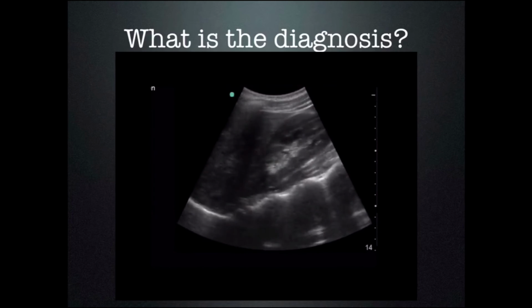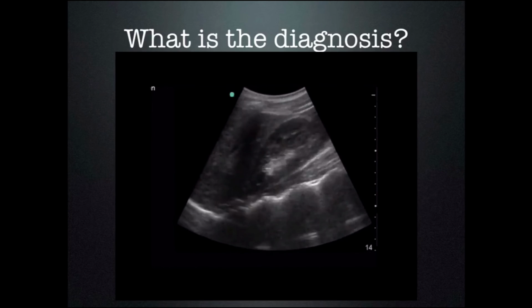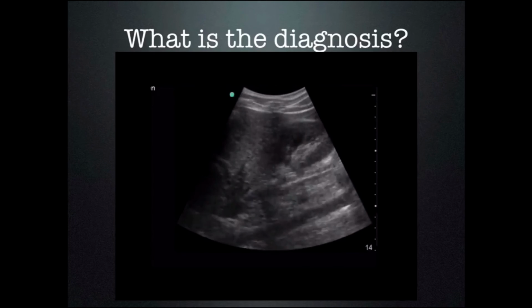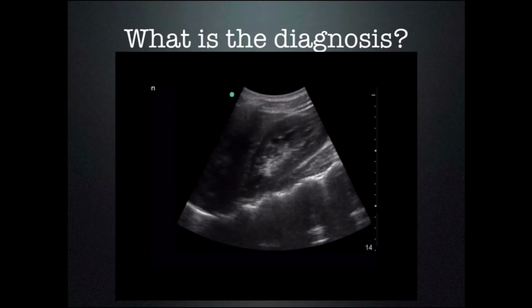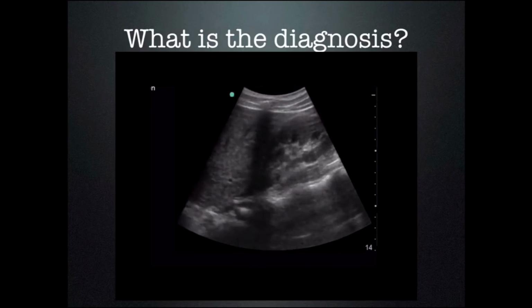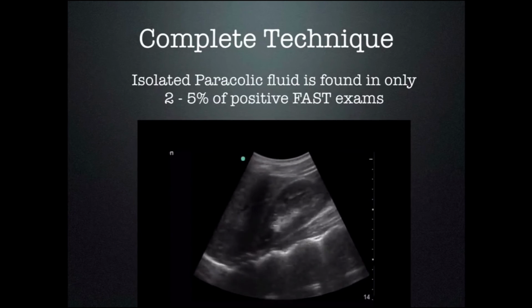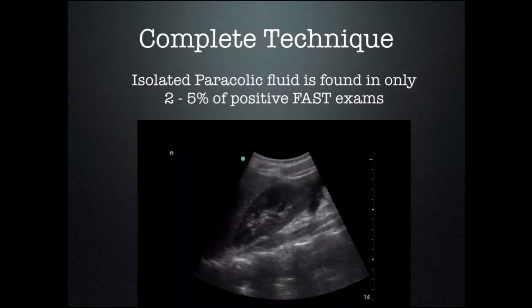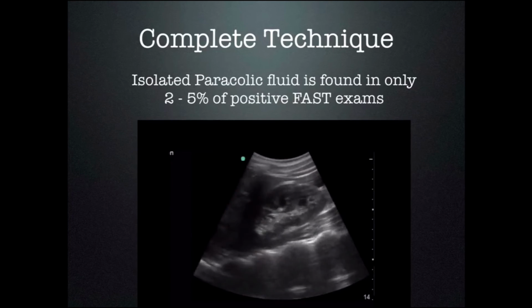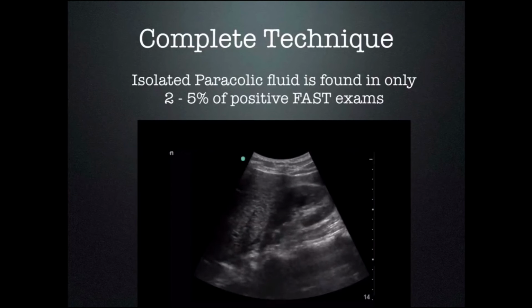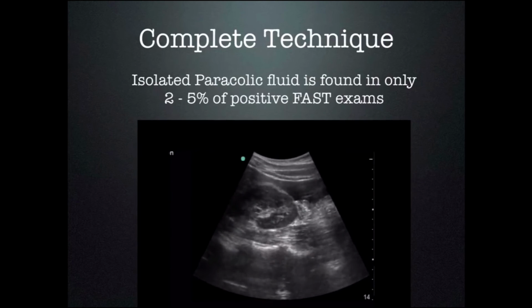Here we have the right upper quadrant view. We see the liver. We see the kidney. Is it positive or is it negative? Well, if you look only in Morrison's pouch, you'll miss the fluid. You have to have a complete technique. And as we slide towards the inferior pole of the kidney, we see that there's a large amount of fluid at the inferior pole of the kidney in the paracolic gutter.